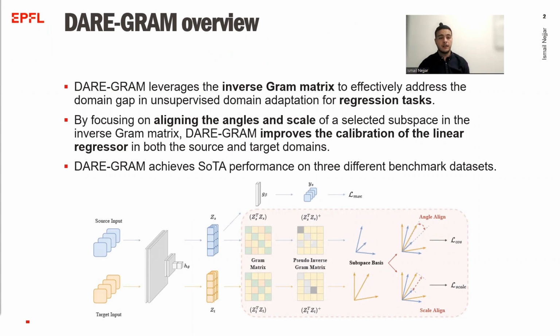Instead of directly aligning the features, we leverage the well-known closed-form solution for the linear least squares problem and focus on aligning the subspace spanned by the columns of the pseudo-inverse gram matrix, which corresponds to the angle alignment, as well as the truncated eigenvalues of the gram matrix, which correspond to the scale alignment. By doing so, DIAGRAM aims to improve the calibration of the regressor. Our experimental results demonstrate that DIAGRAM achieves state-of-the-art performance on 3 benchmark datasets for regression tasks.